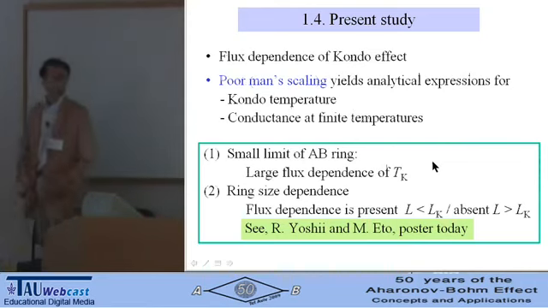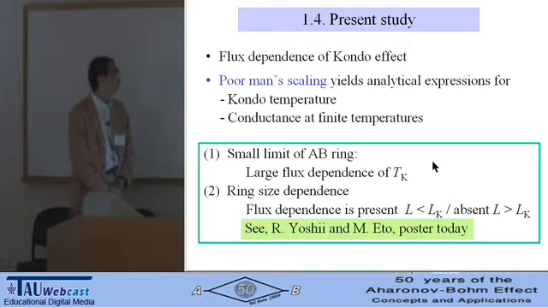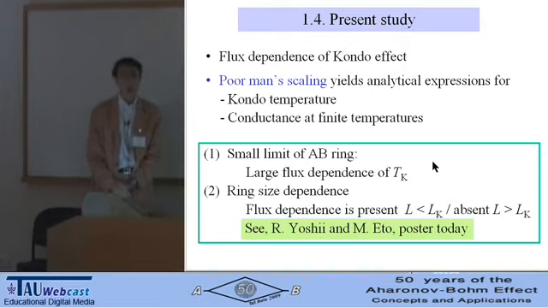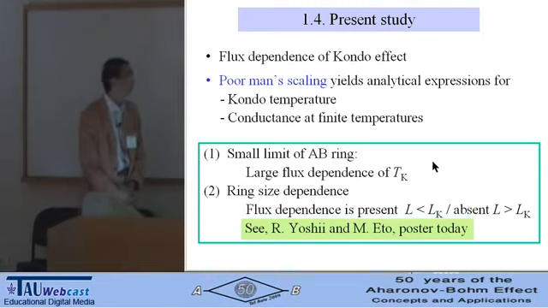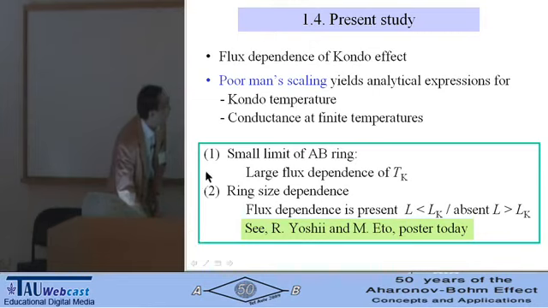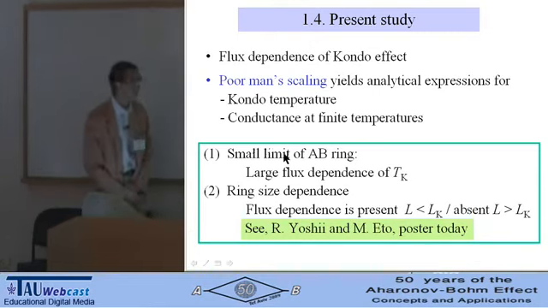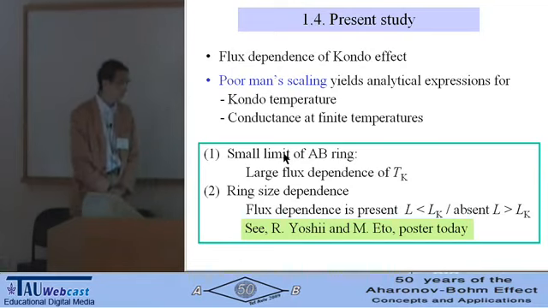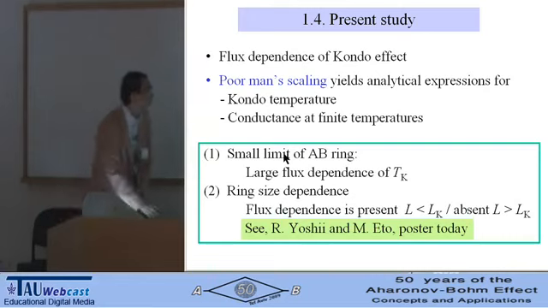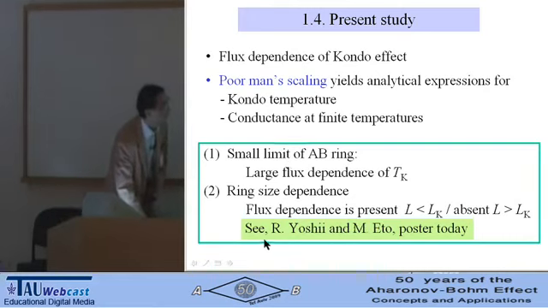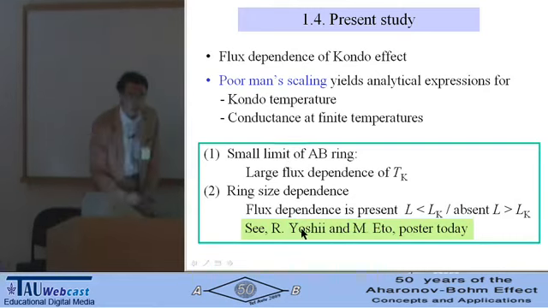So in the present study, we examine the flux dependence of the Kondo effect using the poor man's scaling, and we obtain analytical expressions for the Kondo temperature and conductance at finite temperatures. First, I examine the small limit of the AB ring, and we show you the large flux dependence of the Kondo temperature. And second, I briefly mention the ring size dependence. For the detail, please see the poster by Ryosuke today.